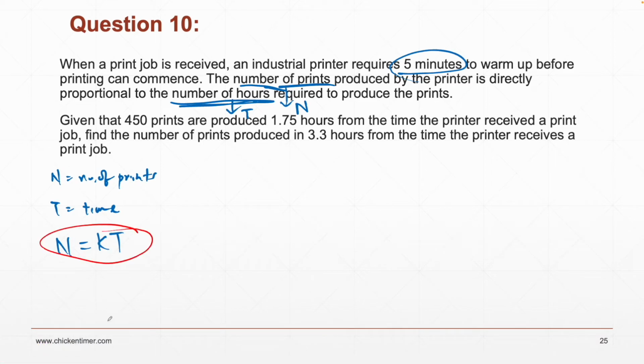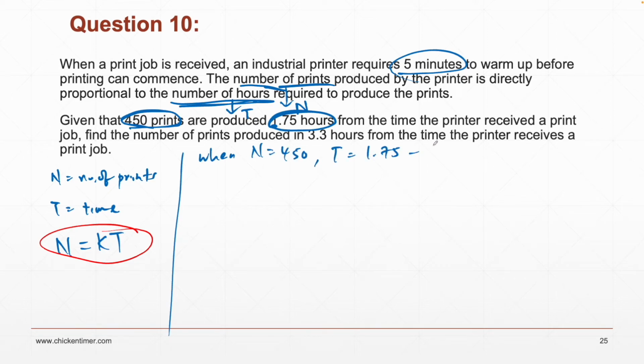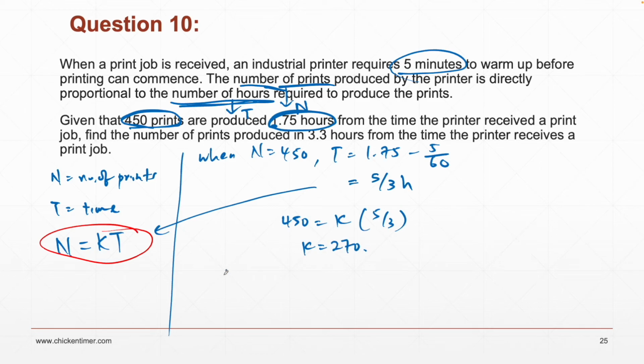Then they say, given that 450 prints are produced in 1.75 hours. We have to remember that for every print job, we need 5 minutes of starting time. So let's sort out the info here. When N is 450, T is actually 1.75 hours minus 5 minutes. This is the information given in the question. So if I put this back into the equation, 450 equals k times 5 over 3, then k is 270. So the governing equation is N equals 270T.